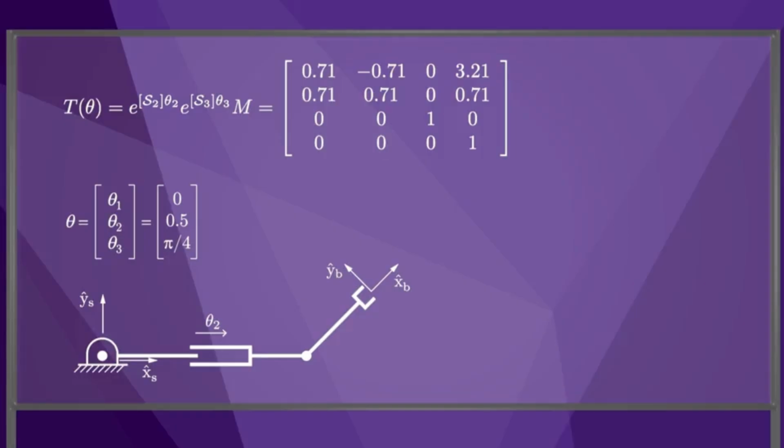It's important to notice that the previous motion of joint 3 does not affect the relationship of joint 2's screw axis to the S frame. That's because joint 3 is not between joint 2 and the S frame. Therefore, S2 is the same as the screw axis of joint 2 when the robot is at its 0 configuration.